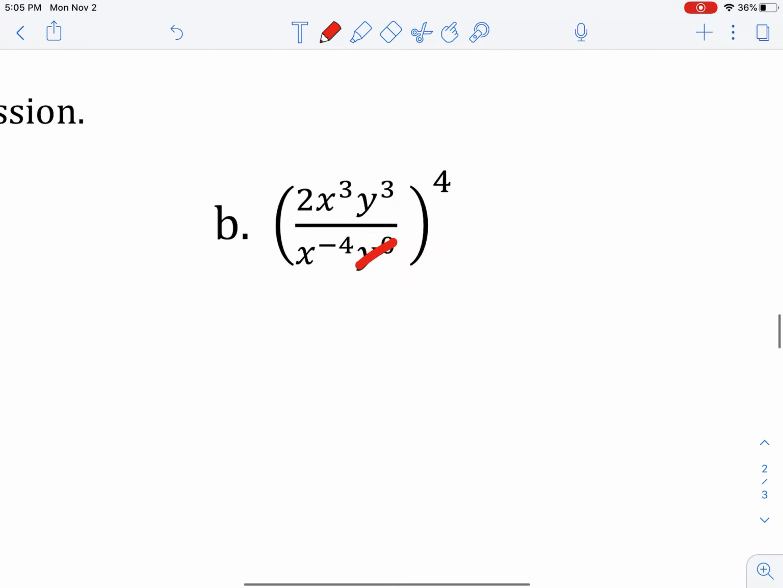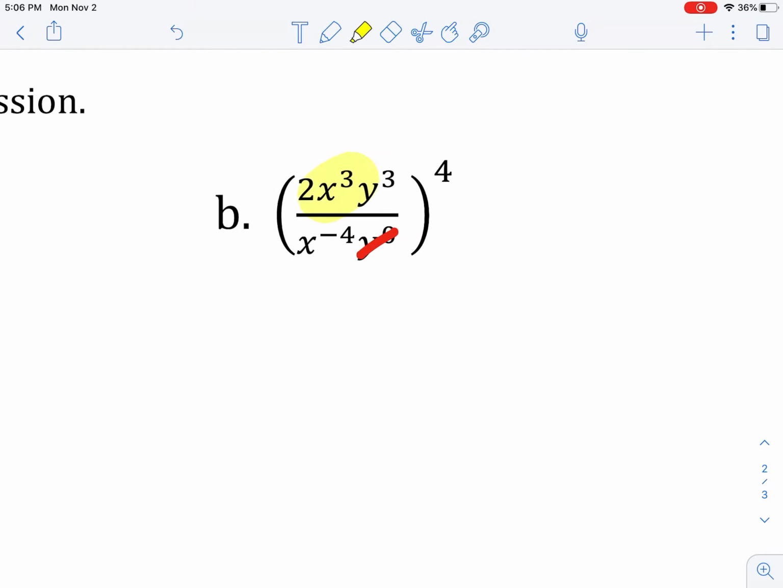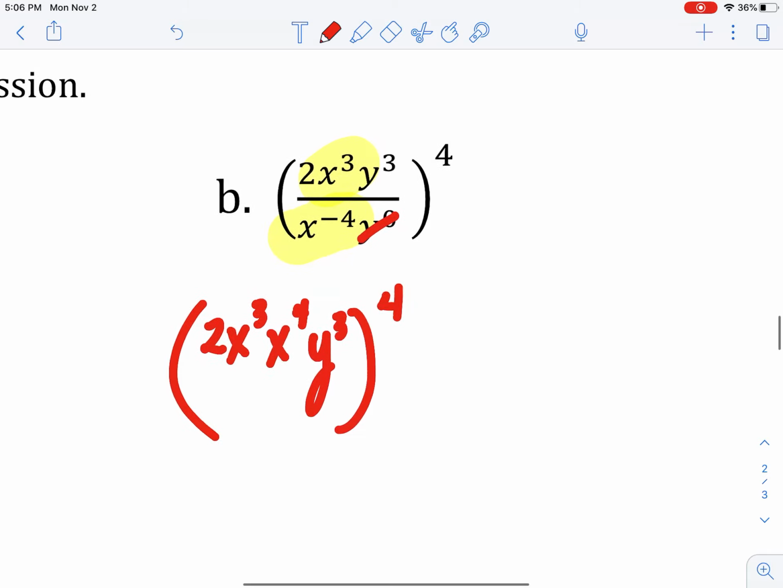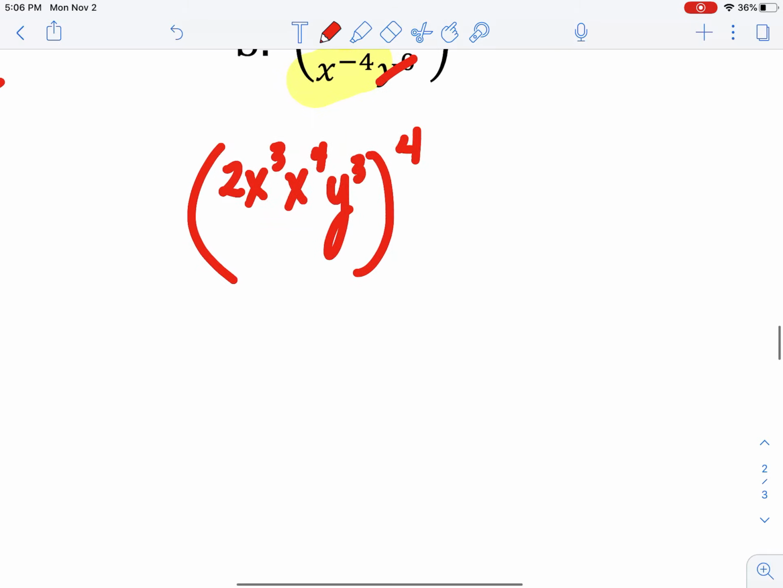And the reason I know I can simplify is because there's an x on the bottom and there's an x on the top. There's 2 x's. I know I could combine those, right? So what I'm going to do is rewrite the inside of this parenthesis with all positive exponents. And so I'm going to have 2x to the 3rd power. I'm going to bring that x to the 4th power to the top, and then I'm going to have y to the 3rd power. There is nothing left down below, and we're going to take that whole thing to the 4th power. I'm really still not done simplifying.